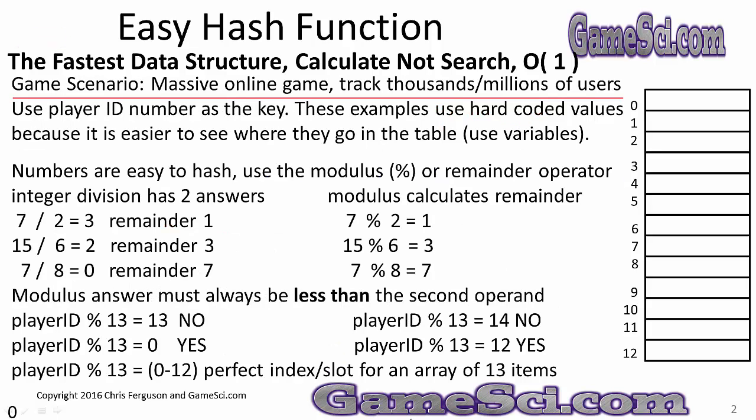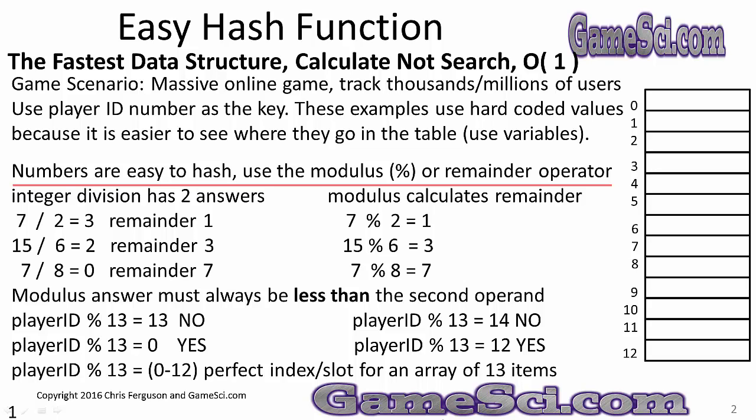Let's go back to our game scenario. It's a massive online game. We need to track thousands, if not millions, of users in this game. Let's use a player ID number as the key. These examples use hard-coded values because it's easier to see where they'll go in the table. However, in a real program, you're going to use variables to store the information.